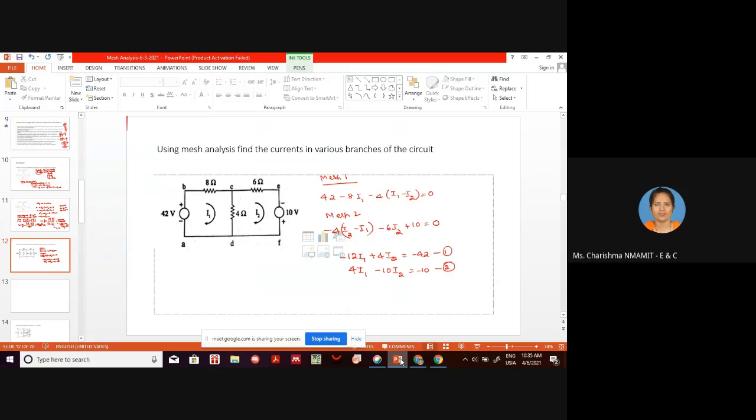Now there you will get A1, right? A1, you enter it as minus 12, press enter. B1 is 4, C1 is minus 42. Like that you keep on entering, and you will get the value. Did you get it?